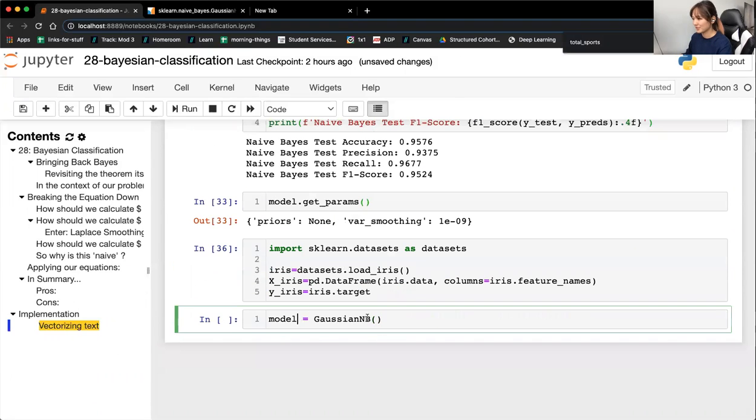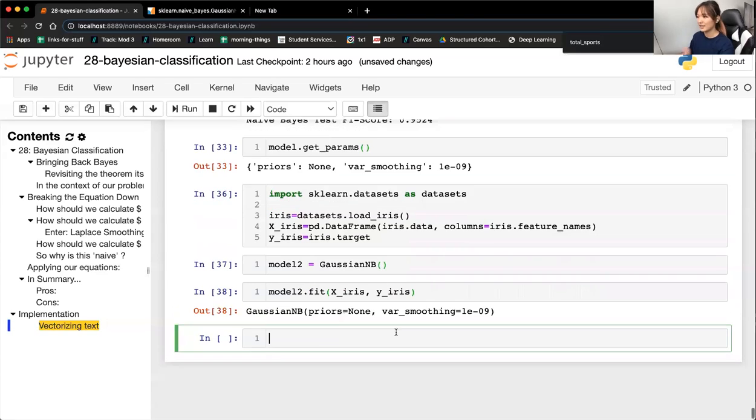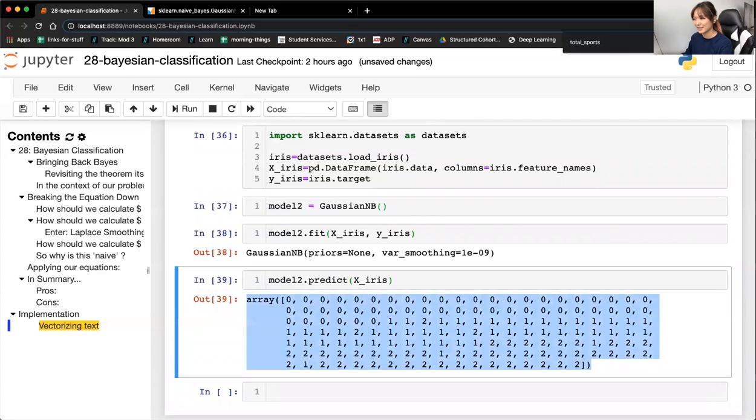I can just call it model2 for now, and then I'll just do model2.fit on my X iris and my Y iris. And in exactly the same way, you can do predictions. So model2.predict, you could do that on, because I didn't do the train test split. This is bad form. You always want to do train test split, but you can make your predictions just like this.